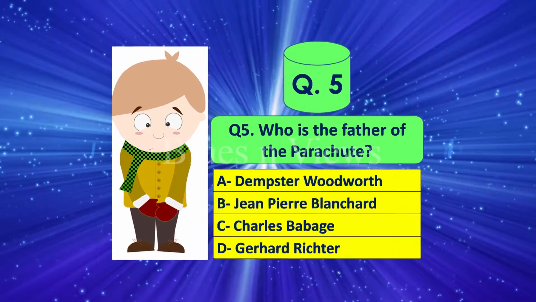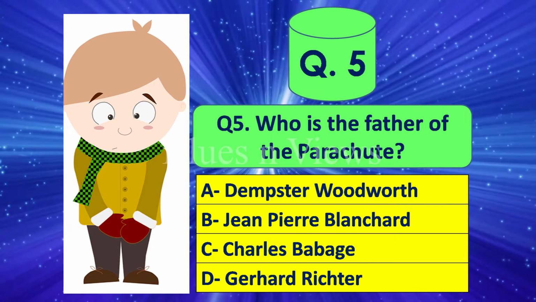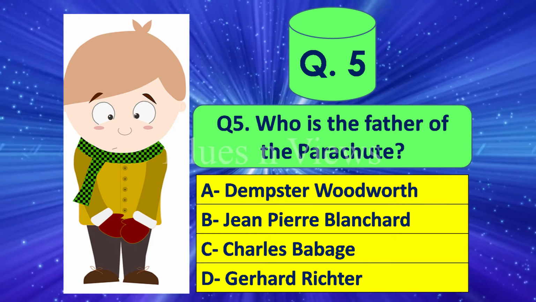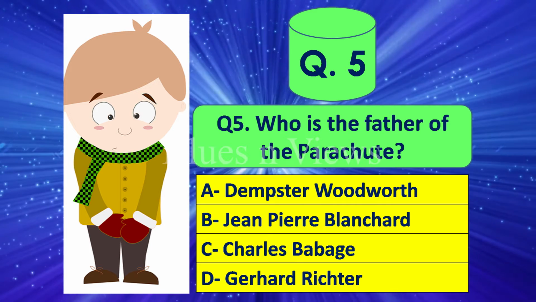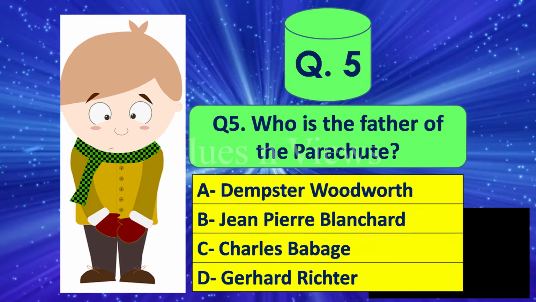Question 5. Who is the father of the parachute? Options are A. Dempster Woodworth, B. Jean-Pierre Blanchard, C. Charles Babbage, D. Gerhard Richter.